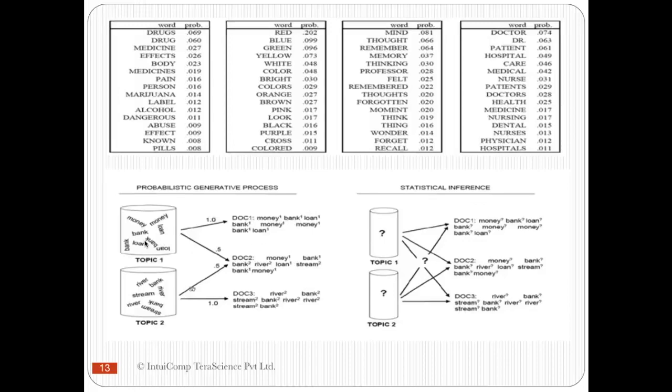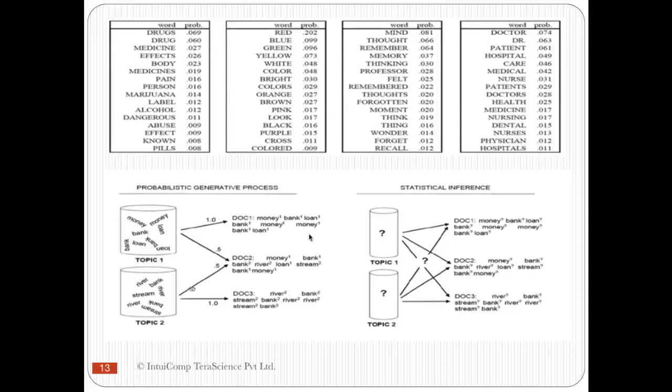If we use only the keywords from topic 1, then we will get some document 1 as follows. However, if we use only the keywords from topic 2, we will get something like document 3. However, if we use both of these topics, we will get something like document 2.